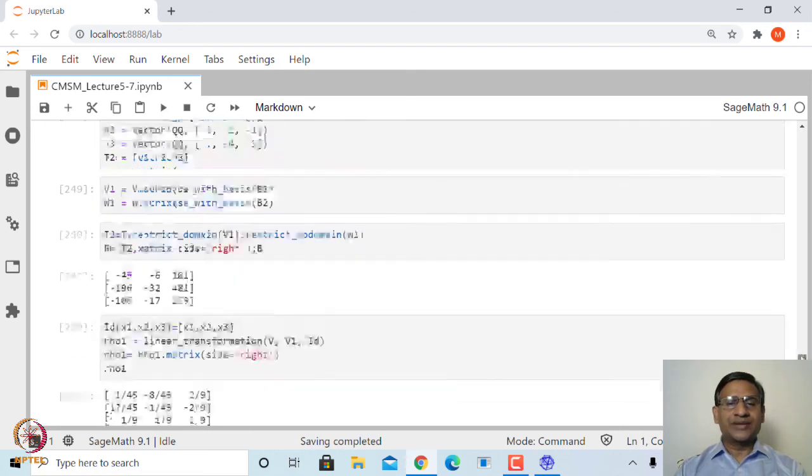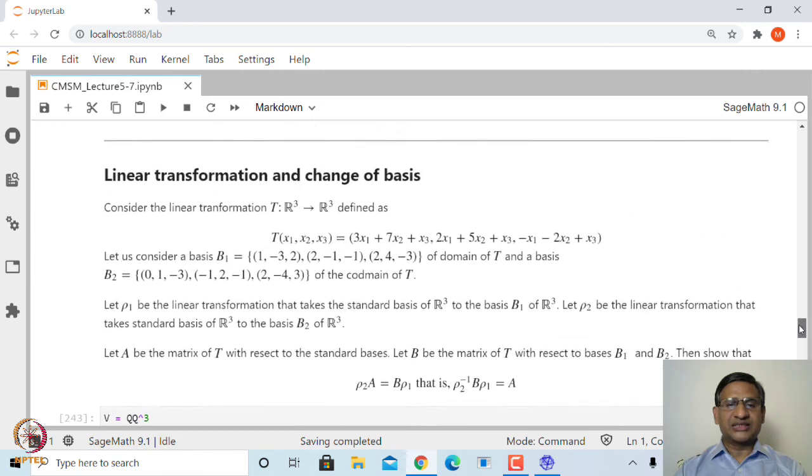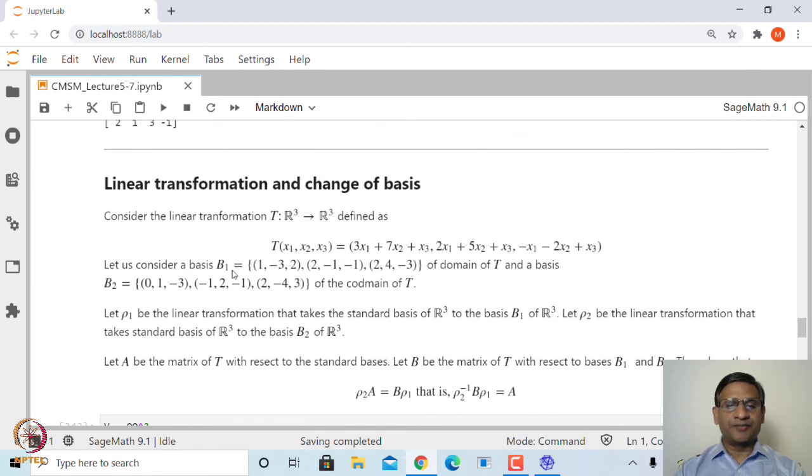Now here we have taken a standard basis for T, and then we changed to basis B1 and B2. You could start with B1, B2 on T and take another basis, let us say D1 and D2 on domain and codomain, and then also you can explore this relation. So I will leave it as an exercise.